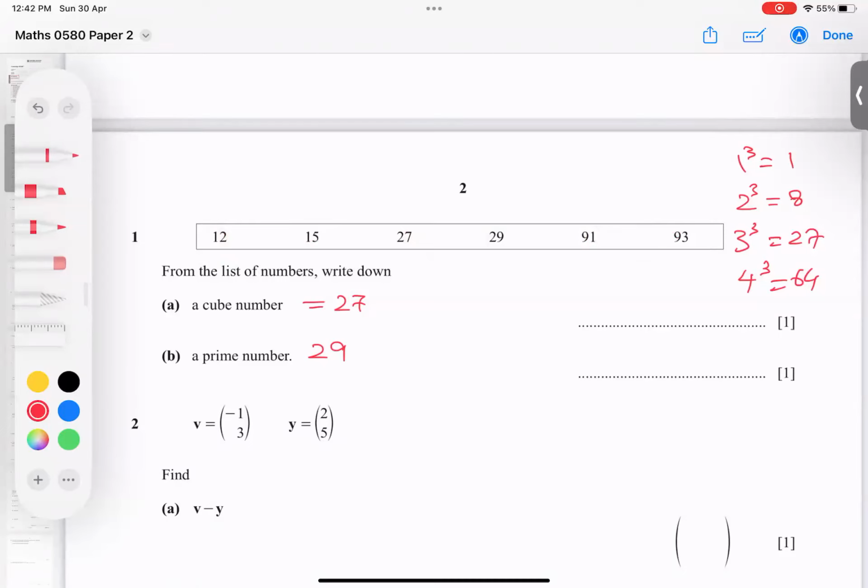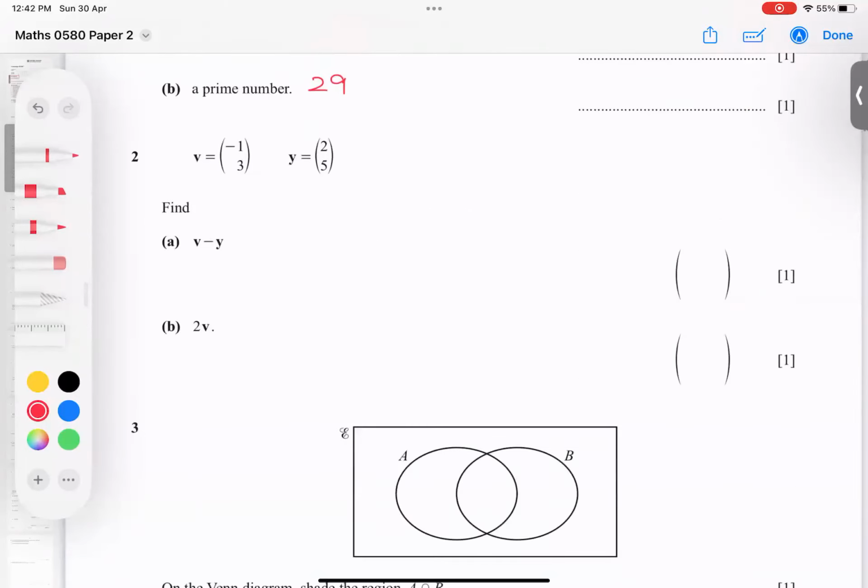Let's talk about the next one, a vector question. A column vector, you can see the V vector and the Y vector given. So what is V minus Y? V minus Y means V value here and Y value here. V value I copy from here, so I'm writing -1 and 3, and the Y value from here, 2 and 5. And -1 minus 2 gives you -3, and 3 minus 5 gives you -2. I hope this part is very clear.